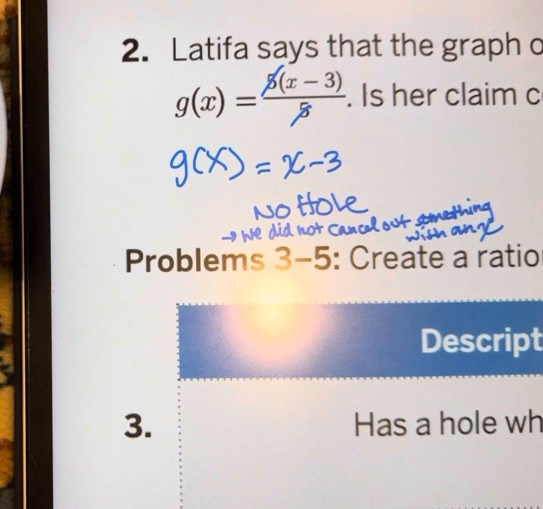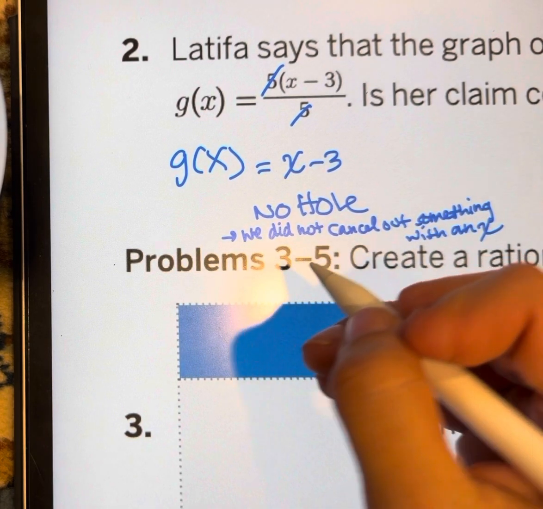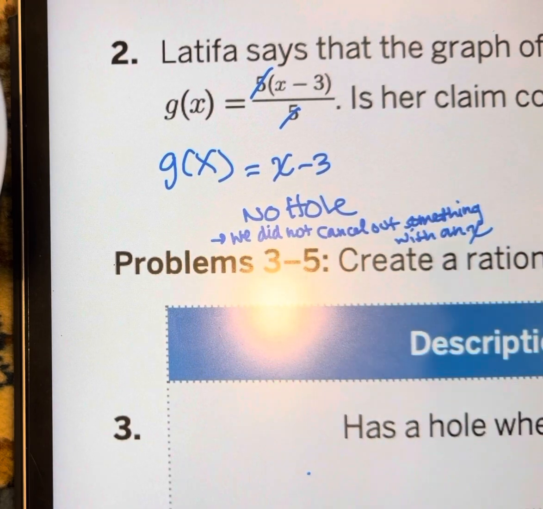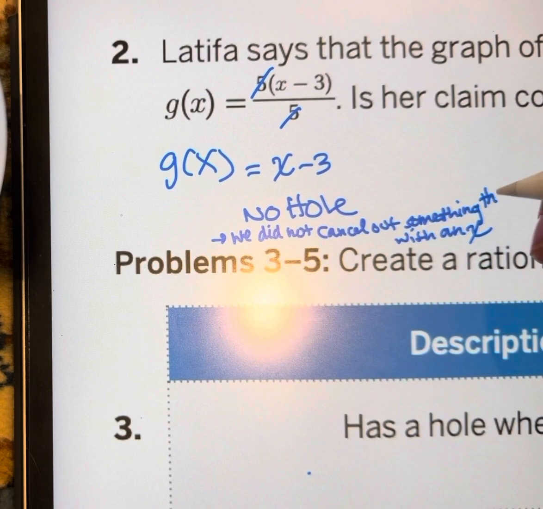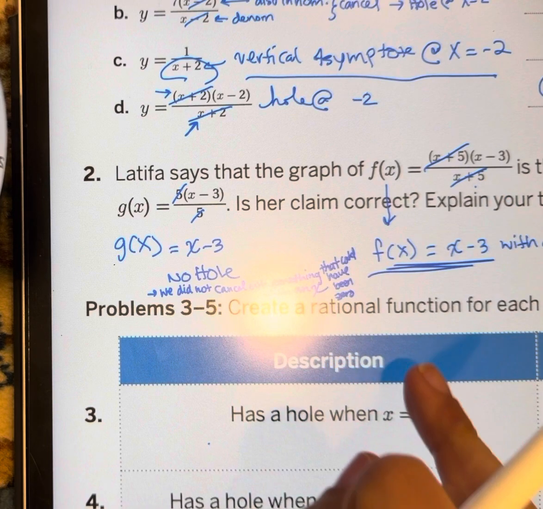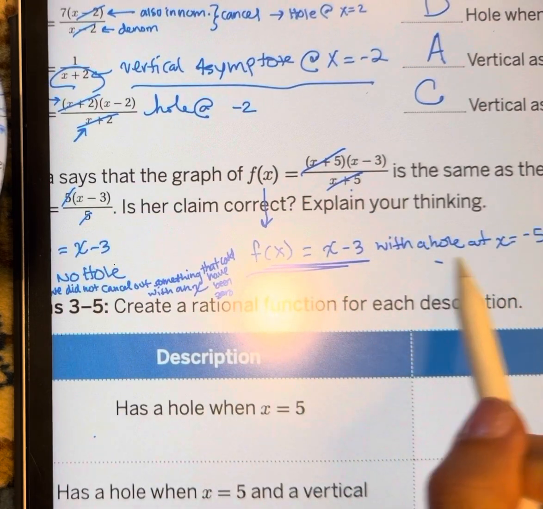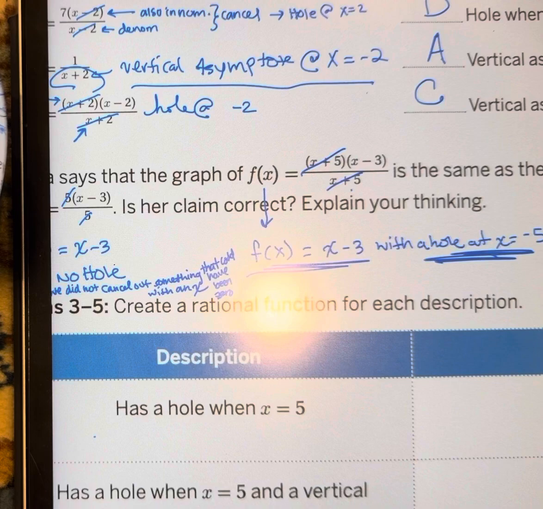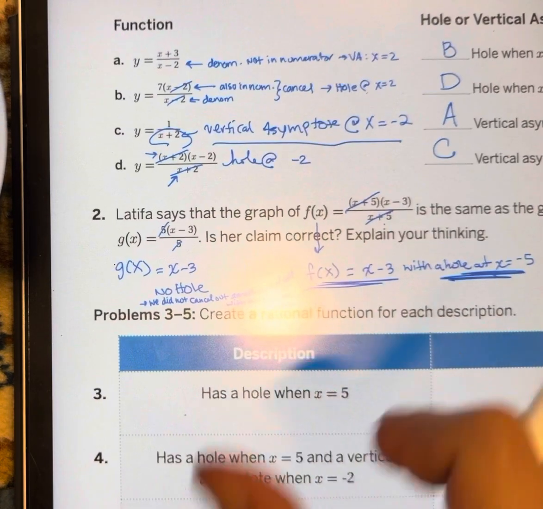We did not cancel out something that had an x, all right? So that means we did not cancel out something that could have been 0. Okay? That's the big key. If you cancel something out that could have been 0, well then what would have made that 0 is a hole. We cannot ignore it. We got to put a hole. But in this case, that wasn't the case.